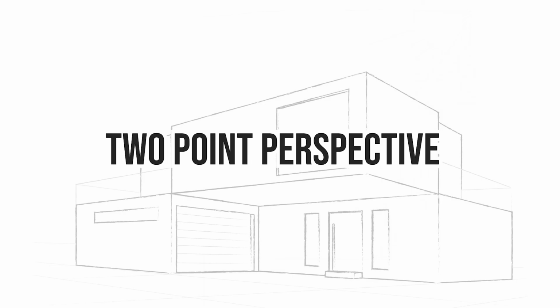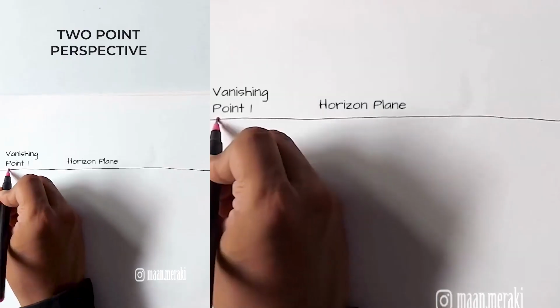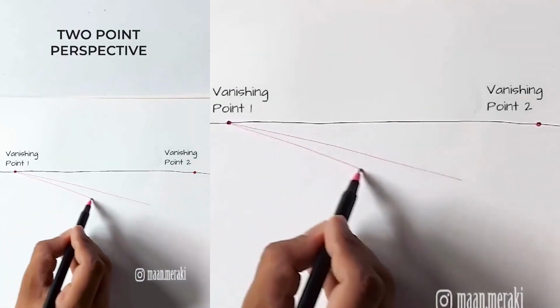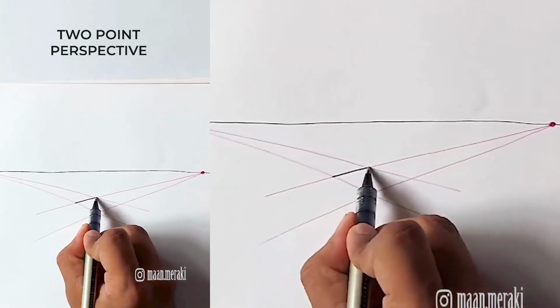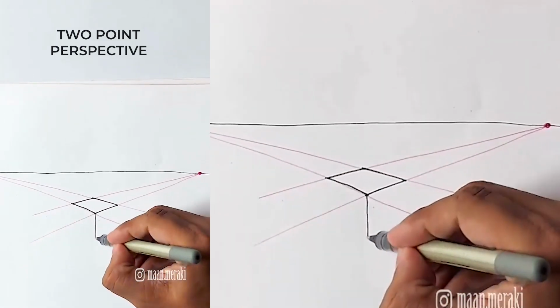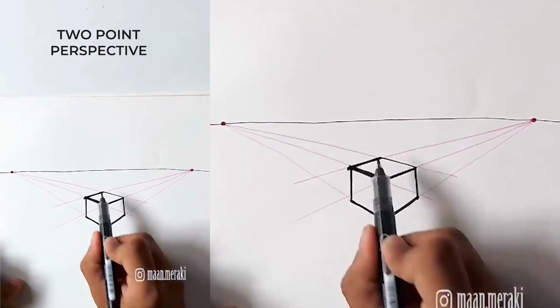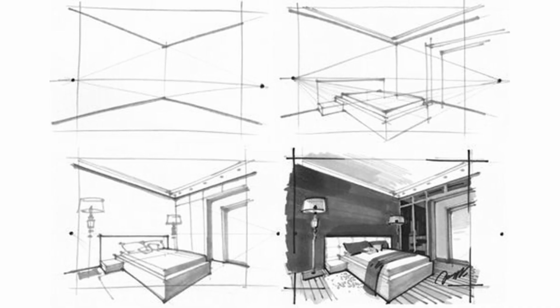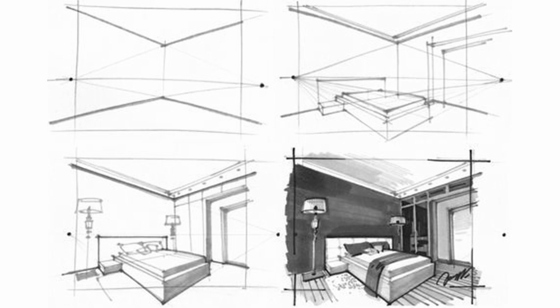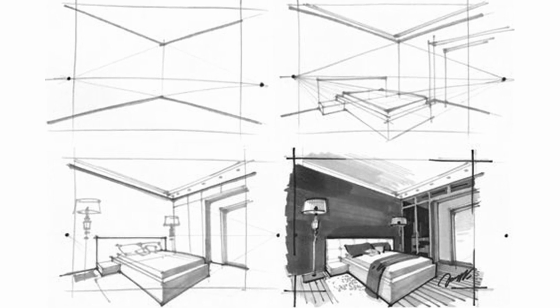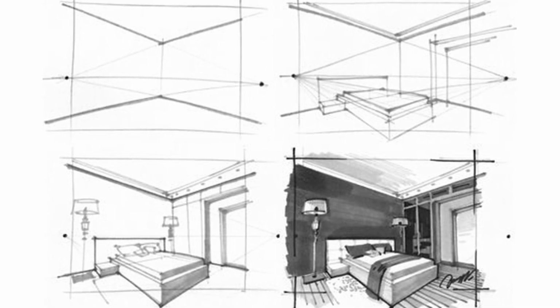Two-point perspective. Two-point perspective uses two vanishing points to represent an object with depth and volume. It is used to represent a side view or bird's eye view of a building or slightly larger interior views. In two-point perspective, lines that are parallel to the observer's line of sight converge at two vanishing points on the horizon line.